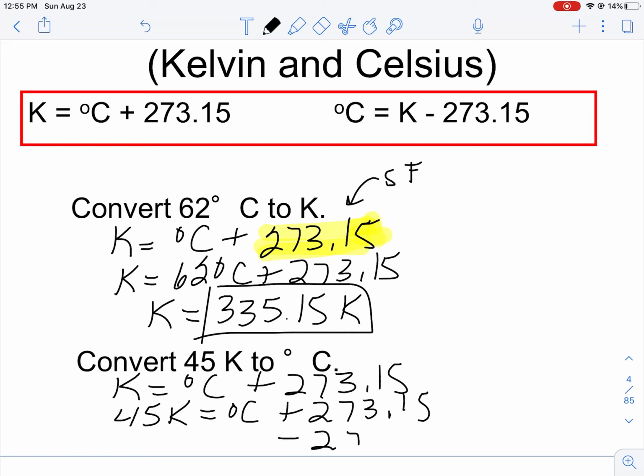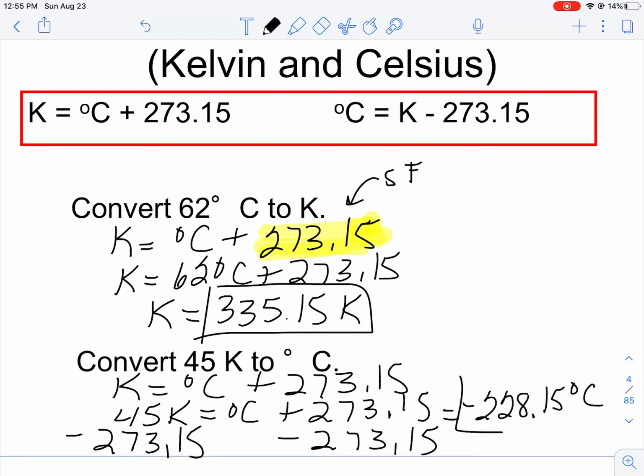And then we can subtract 273.15 from both sides so that we isolate degrees Celsius. Plug that into your calculator, right? 45 minus 273.5 is equal to negative 228.15 degrees Celsius, and then, of course, box your answer.